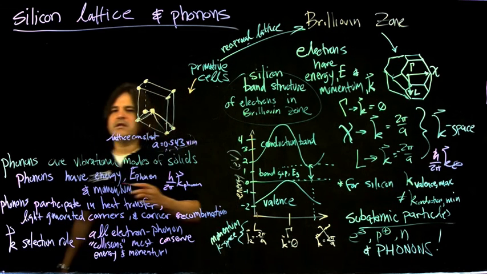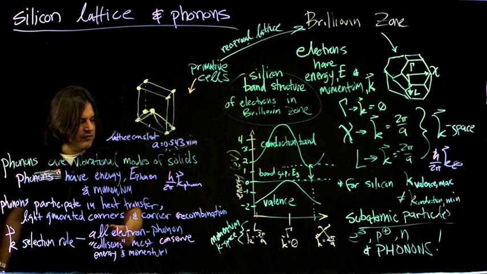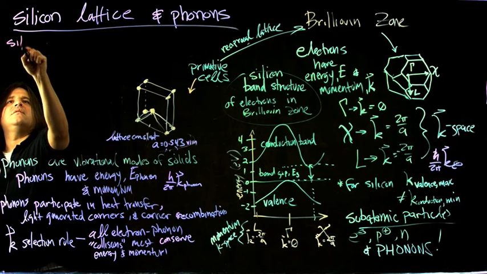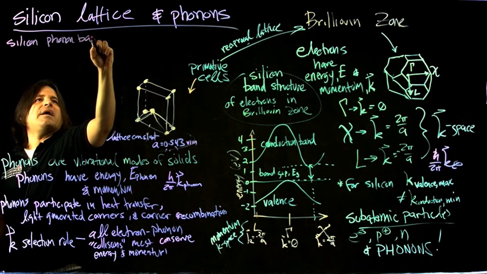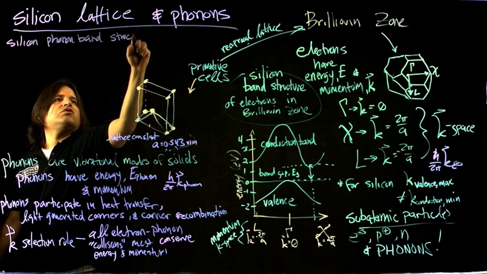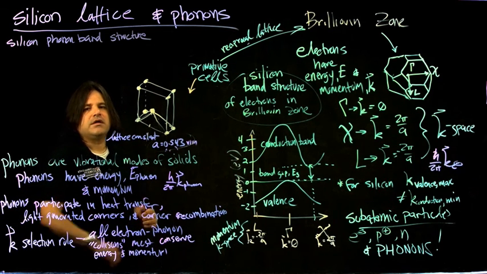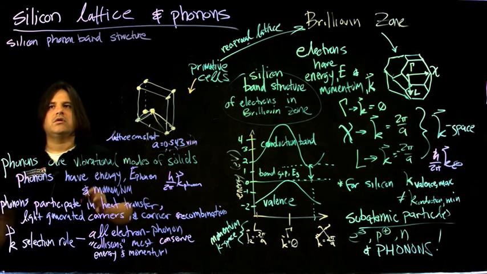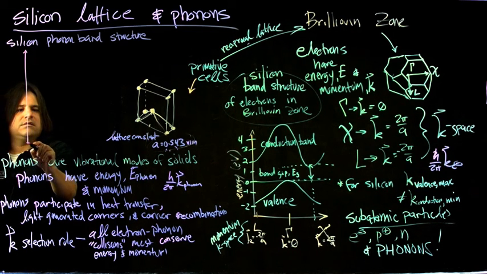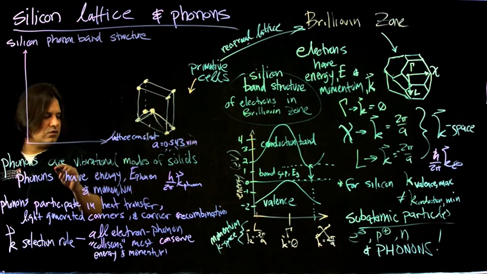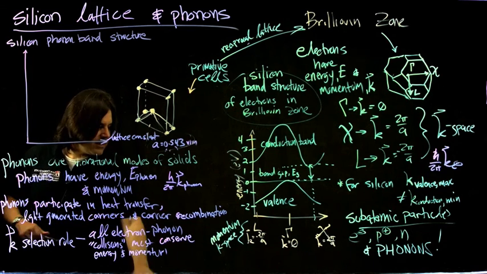Then we can also keep track of the band structure of phonons. So, silicon phonon band structure. This is the vibrational mode of a solid, and you can also draw this in terms of K-space. The important ones here would be gamma and chi.